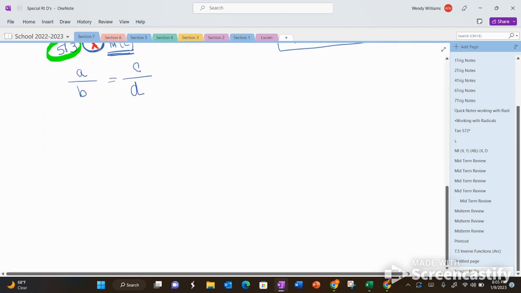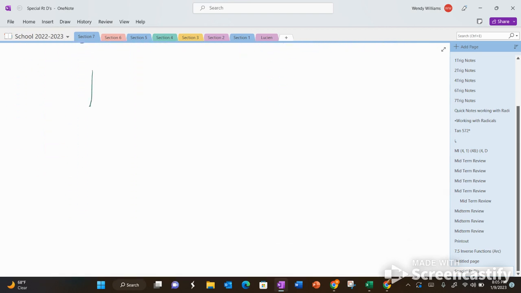Every time, I want you to draw your original triangle. Again, it doesn't matter where you put the 30 or 60. What you need to identify is, this is my small side, which is 1. This is my medium side, which is the square root of 3. And my hypotenuse always has a ratio of 2.